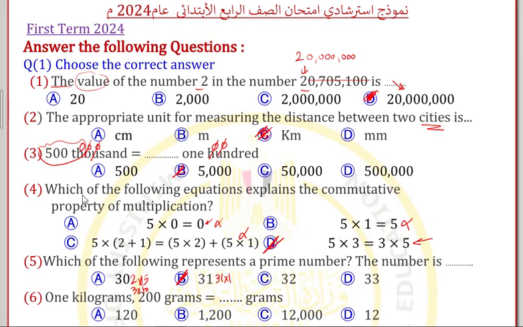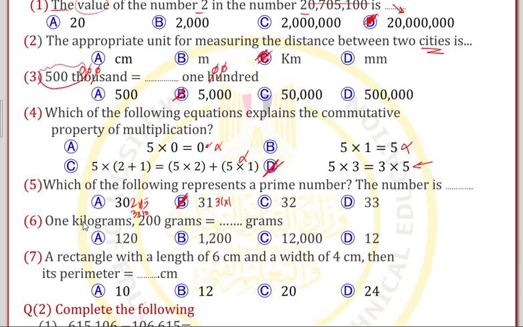Okay, so question number 6. 1 kilogram and 200 grams equal how many grams? 1 kilogram means 1000 grams added to 200, so 1000 plus 200 is going to be 1200. Okay, so question number 7.